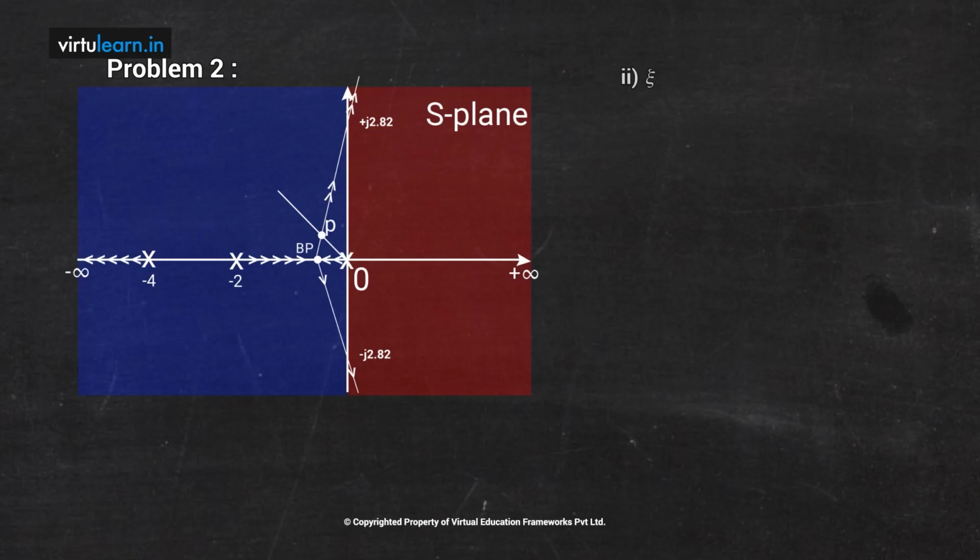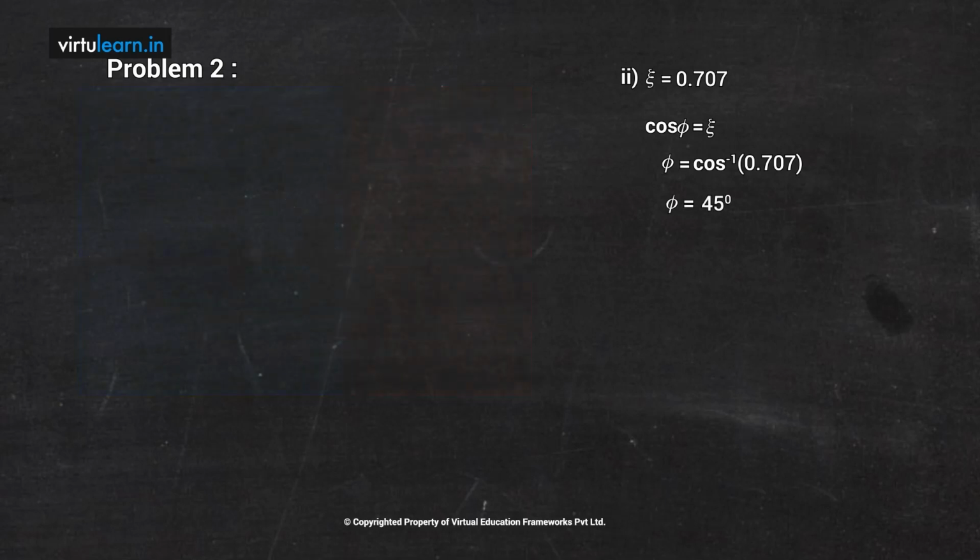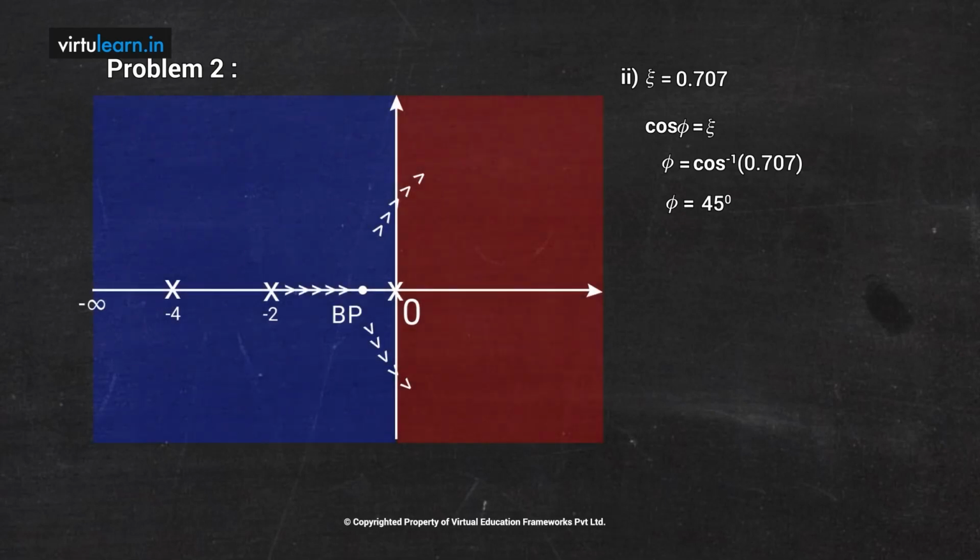Now, you take the zeta value as 0.707, and we know the formula cos phi is equal to zeta. Then what will be the phi value? Cos inverse 0.707. Therefore, that is going to be 45 degrees. So phi angle is 45 degrees. Now what I will do is, the S-plane or the complete root locus is available, but out of this root locus, I will draw a vector from the origin into the left of the S-plane in this direction by taking 45 degrees.